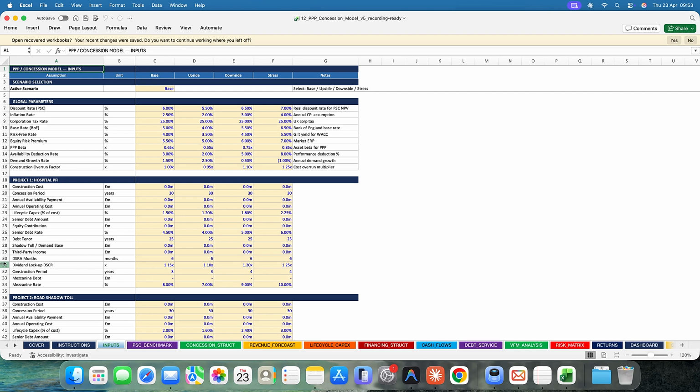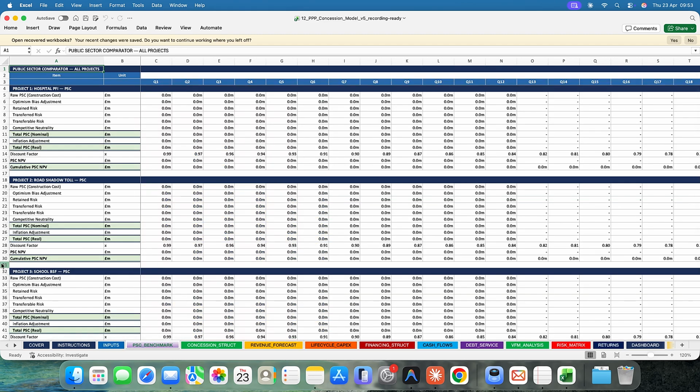And the mechanism type selector right at the top, so availability versus demand drives the right revenue build automatically. The public sector comparator. What it would cost the public sector to deliver the project itself: capex, opex, finance, retained risk premium. Summed to an NPV that's the hurdle the PPP has to beat.